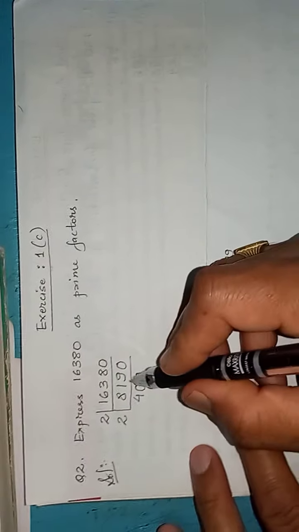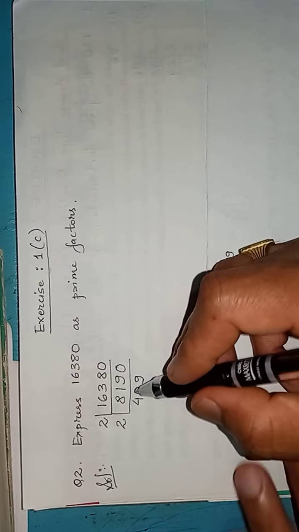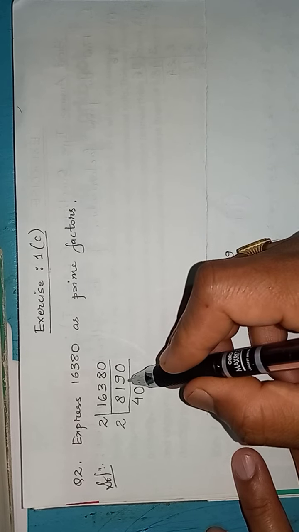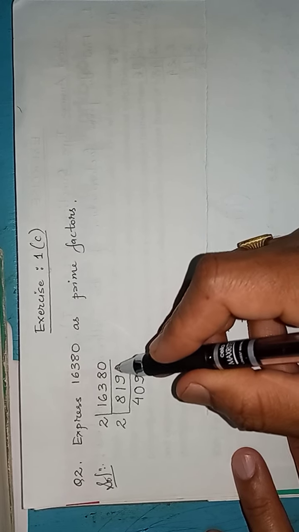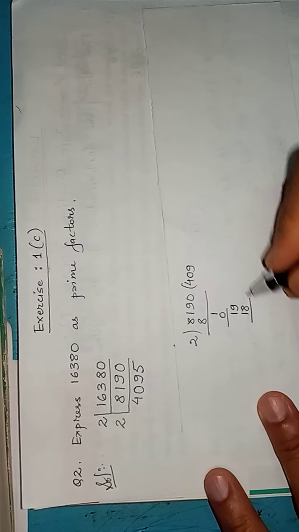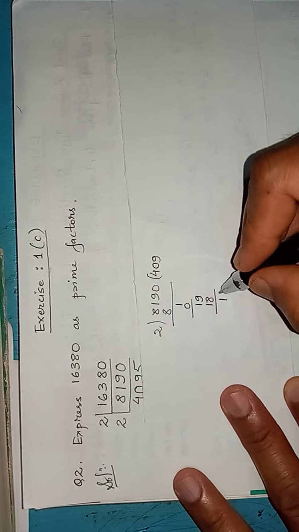So 2 9s are 18. Remember, it was 19 first because of that carry. And 19 minus 18 is 1. That 1 goes and joins the 0 here from the left, because the carry 1 is there. So 1 and 0, 10. 2 5s are 10. See here also, 9 minus 8, 1. And now it's 0's turn, the last 0's turn.